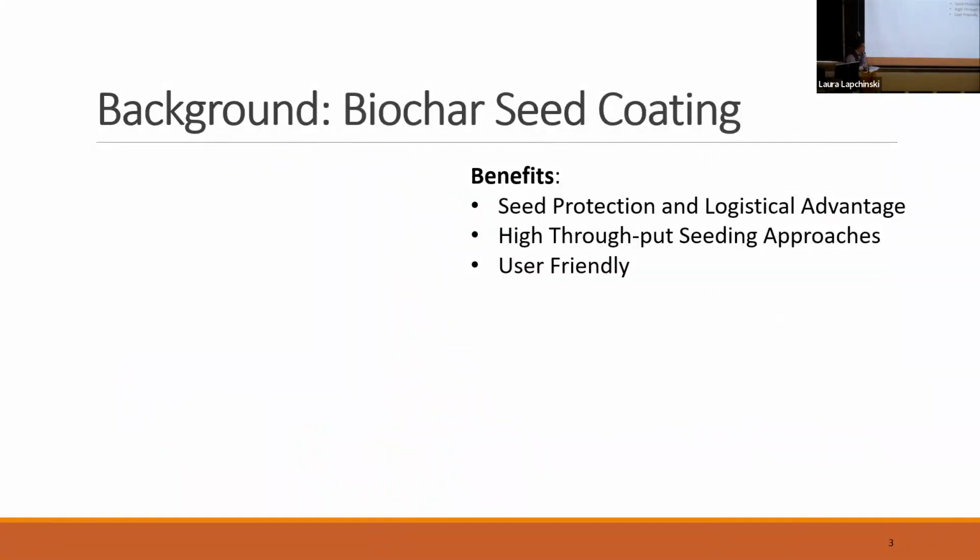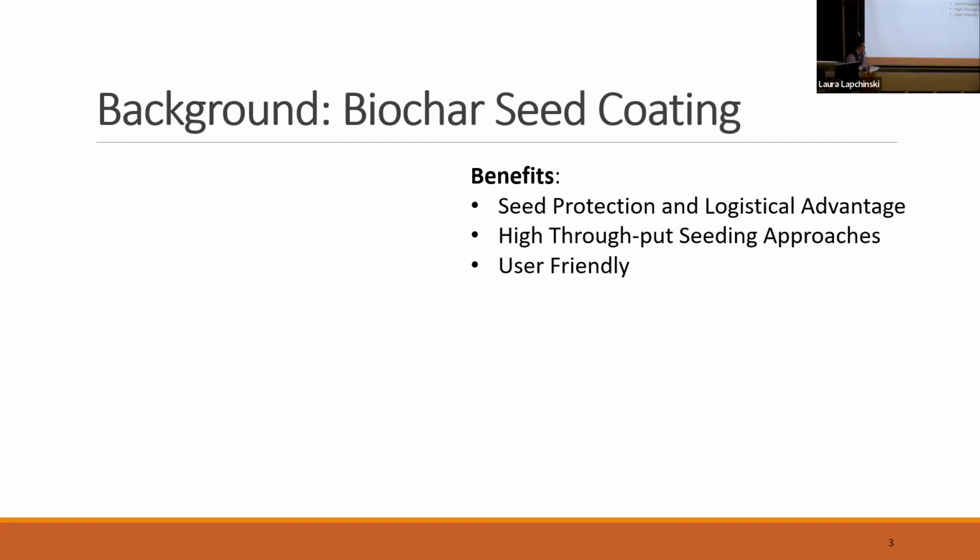So all these benefits that I talked about so far utilize biochar in a traditional manner, almost using it as a form of fertilizer. But relatively less research is dedicated towards biochar seed coating. So why are we doing seed coating? Well, seed coating offers a couple of benefits. First, it's a form of protection. So it has its logistical advantage when you transport the seed for longer distances.